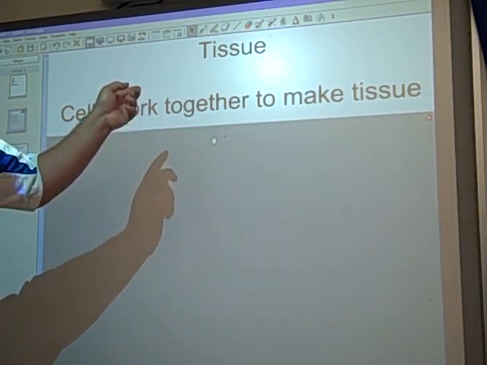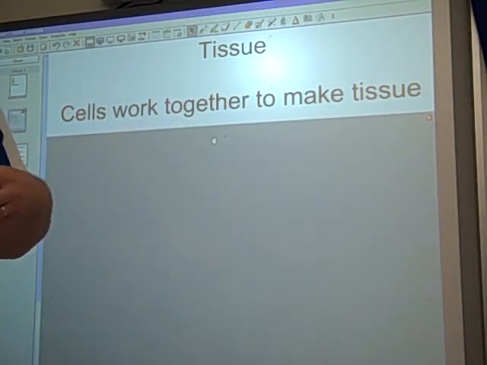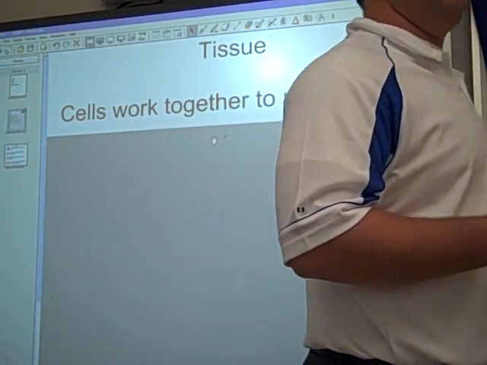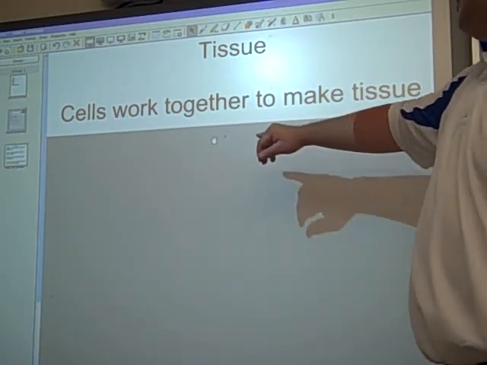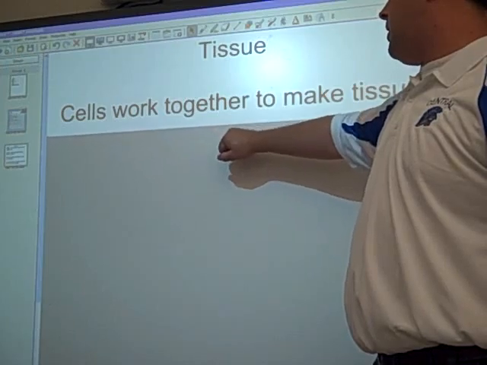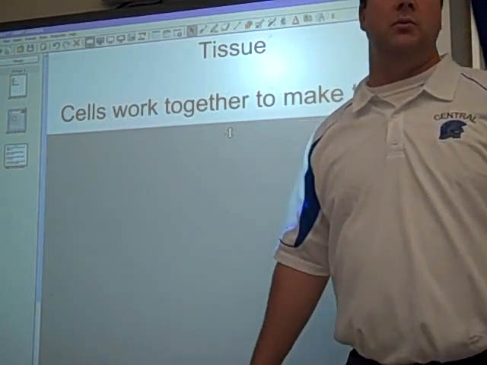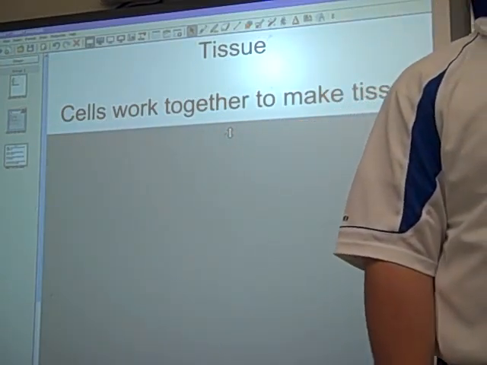Cells work together to make tissue. You need to have something similar to that. So a group of cells working together makes tissue, that's fine. But you need to know that cells working together makes tissue. Okay?